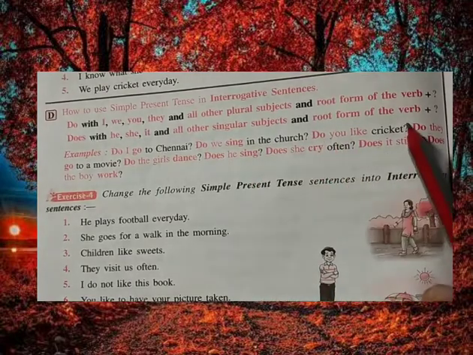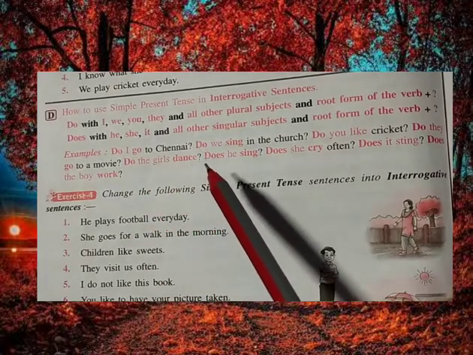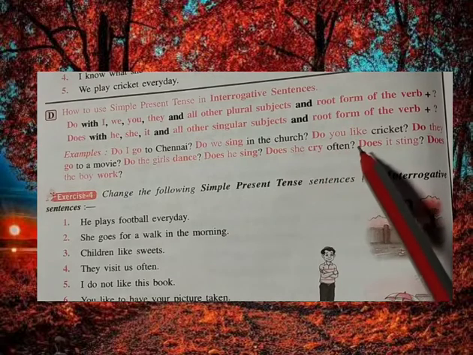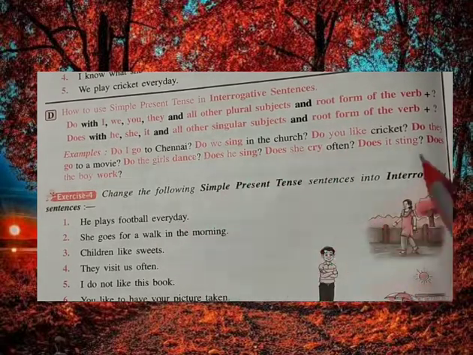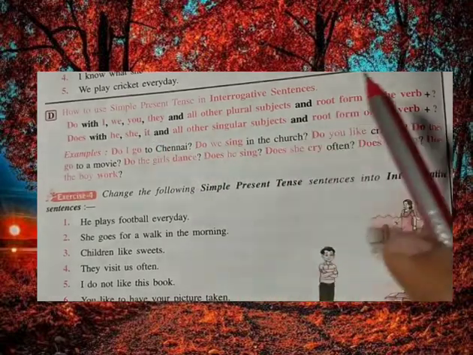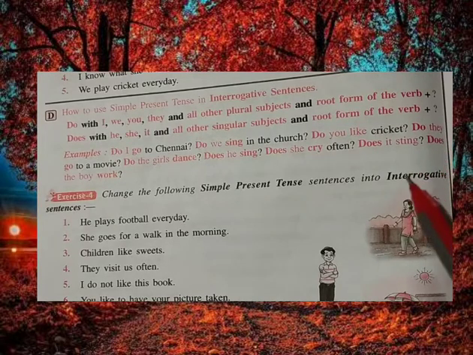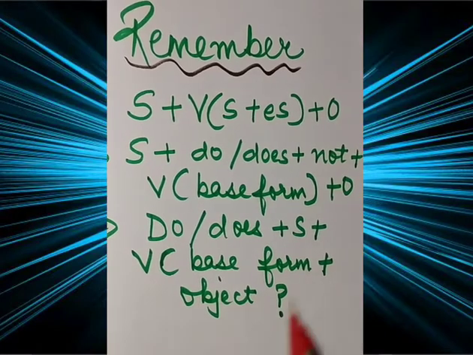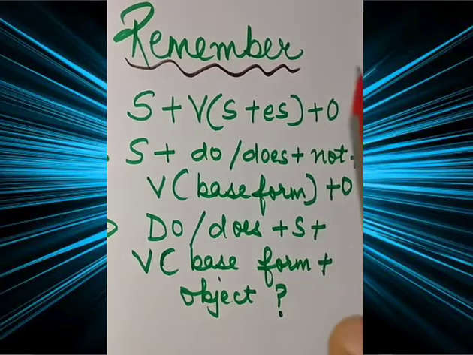Do you like cricket? Do they go to a movie? Do the girls dance? Does he sing? Does she cry often? Does it sting? Does the boy walk? You have to remember all these things, then only you can change simple present tense sentences into interrogative sentences. Now, my dear children, you have to remember these things.